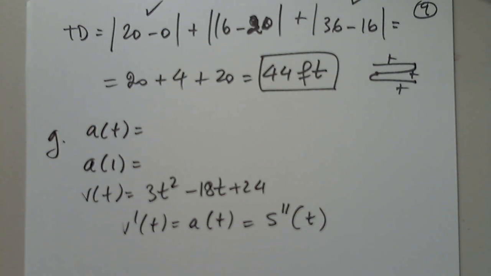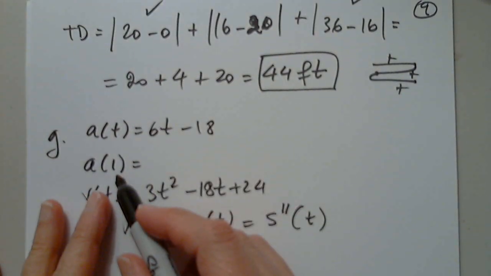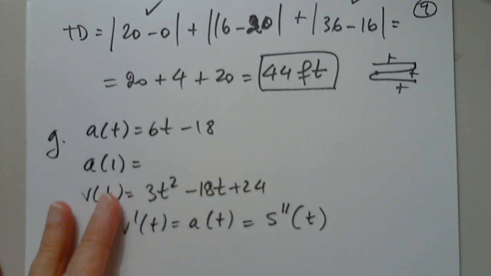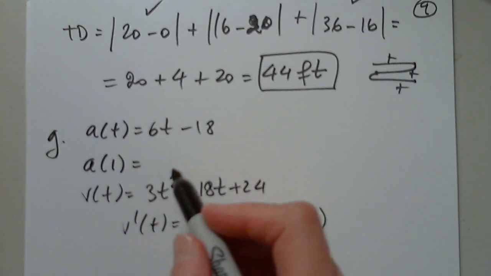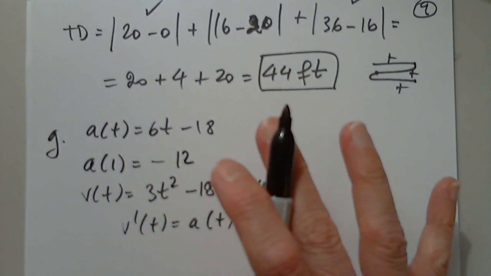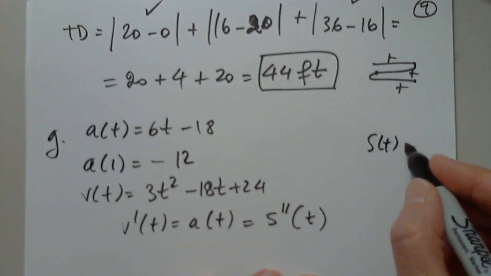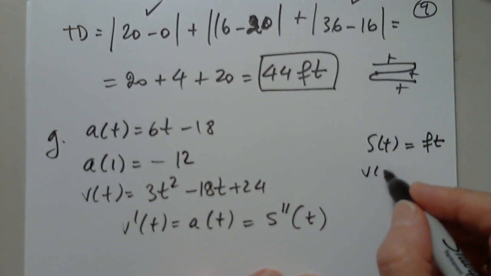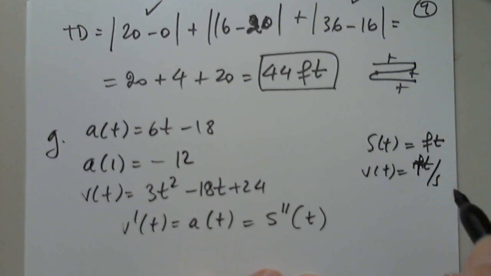That'd be 6t minus 18. That's it. Indeed, 6t minus 18. Perfect. And we're asked to find the acceleration at 1. Negative 12. Measurement unit now. Careful. That s of t is measured in feet. V of t is measured in, not meters, feet per second.